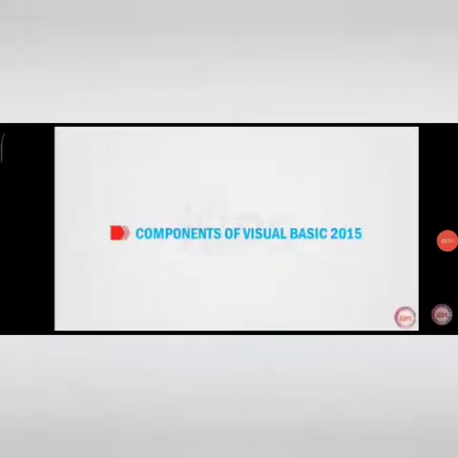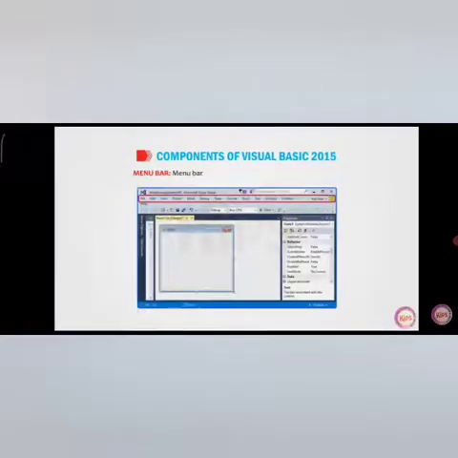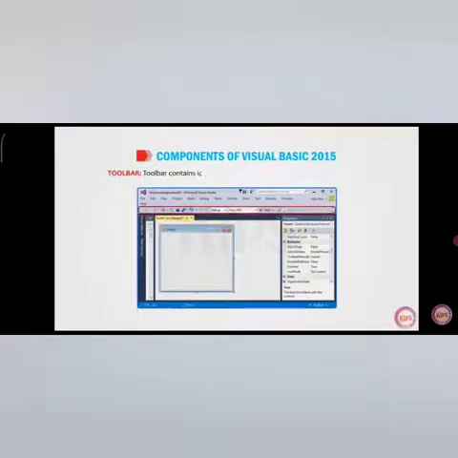So components of Visual Basic 2015. Title bar. The title bar is present at the top of the window and displays the name of the currently open project. Menu bar. Menu bar contains many menu items and sub menus. These items give access to various options which help in developing the application. Toolbar. Toolbar contains icons that give access to frequently used menu items. These icons act as shortcuts to the options available in the menu bar.